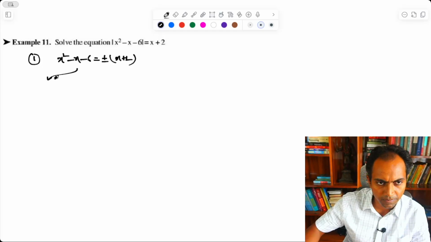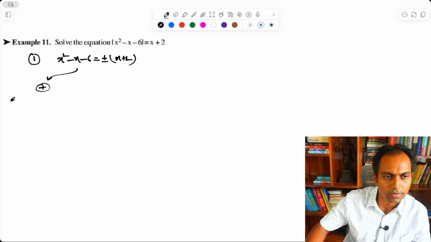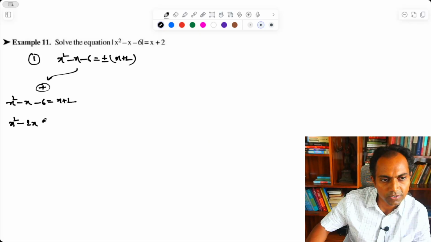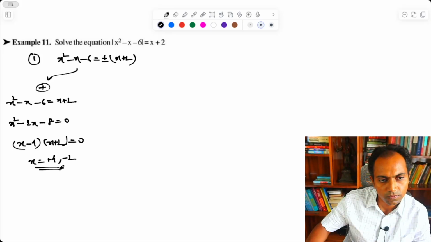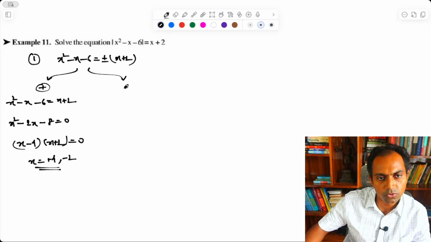Now if I take the plus sign, let us see what I get. It becomes x square minus x minus 6 is equal to x plus 2. That eventually becomes x square minus 2x minus 8 equal to 0, and this can be written as (x minus 4) into (x plus 2) equal to 0. So two values of x, plus 4 and minus 2. Again we are going to do it for the minus sign.